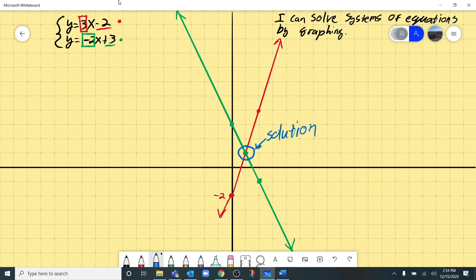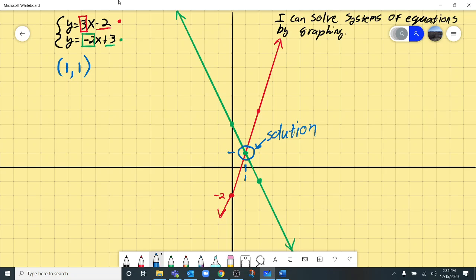The last thing we need to do is write an ordered pair that shows the solution. We're going to find our x value, which is at x equals 1. So our x coordinate in our ordered pair is 1. And our y value is also 1. So (1, 1) is the solution to this system.